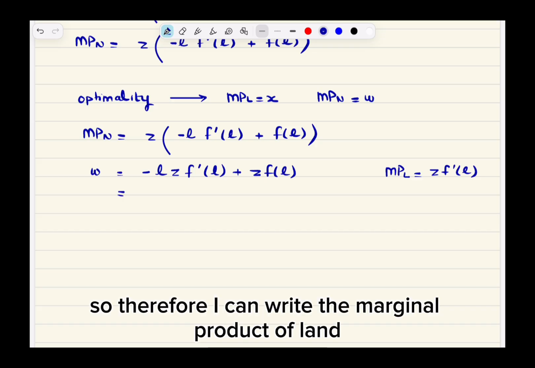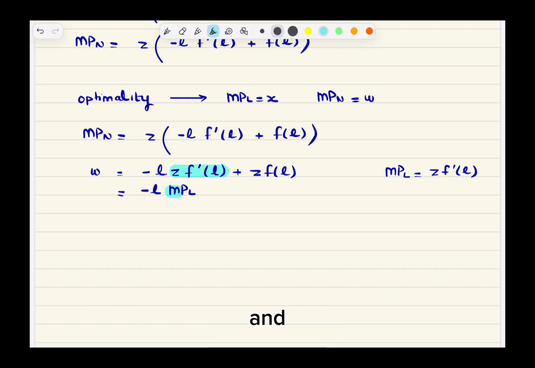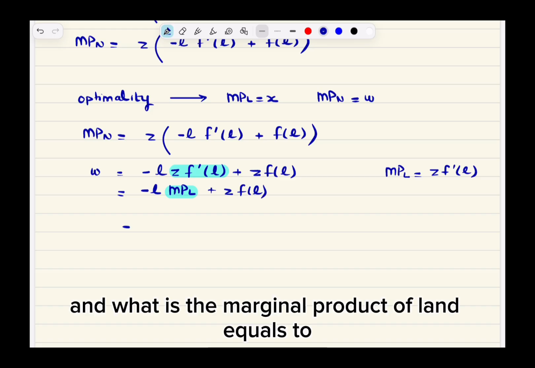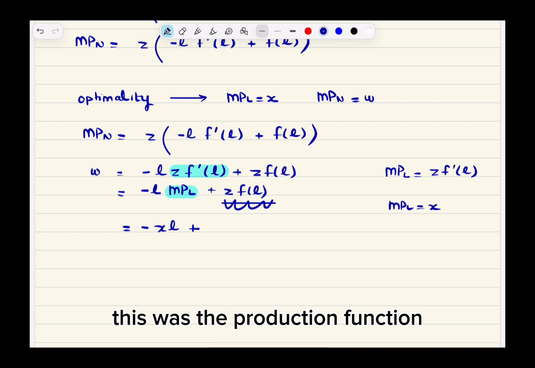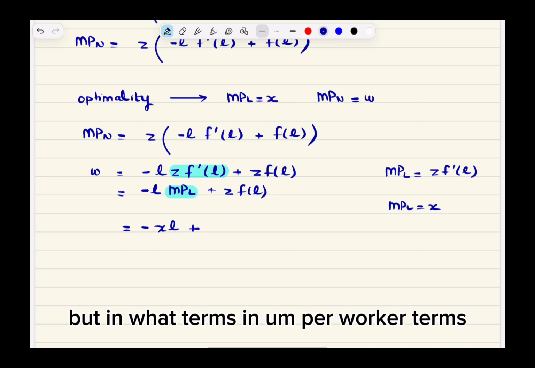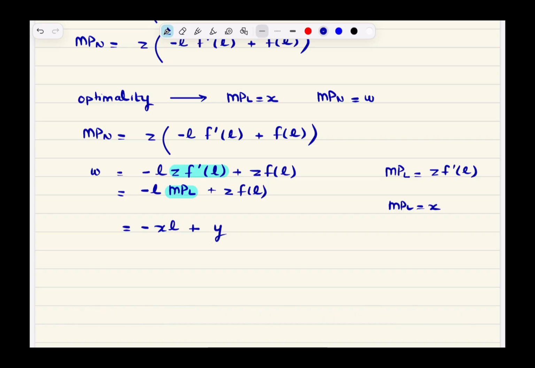So I can write the marginal product of land over here. And what is the marginal product of land equal to? It's equal to x. So I have an x times L here. And what is this? This was the production function, but in what terms? In per worker terms. So this is actually a small y.